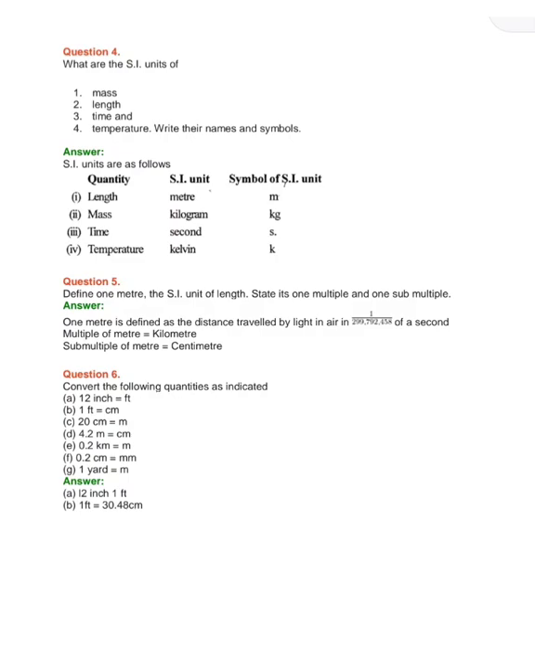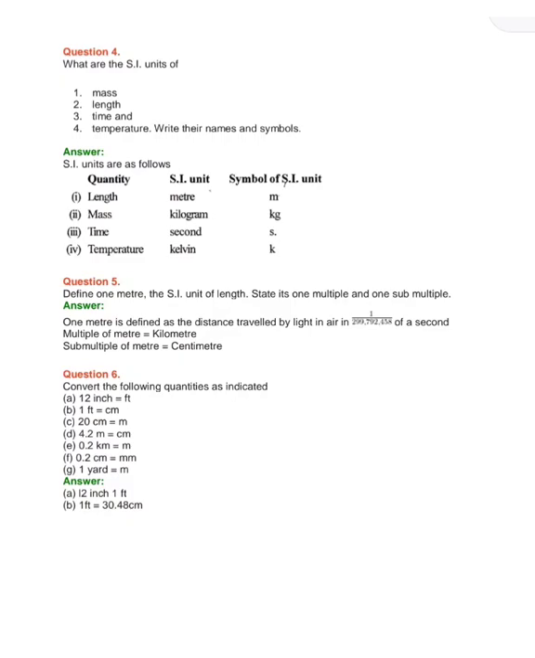And symbols you have to write in small case, that is smaller letters. That is a small m, small k and g together. Number 3 is time and SI unit is second and symbol is small s. Number 4 is temperature. SI unit is Kelvin and the symbol of SI unit is small k. You have to write K.